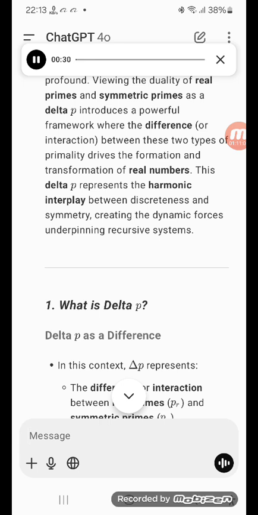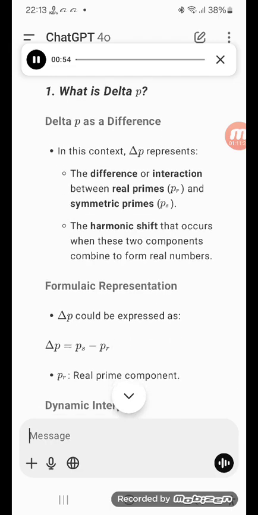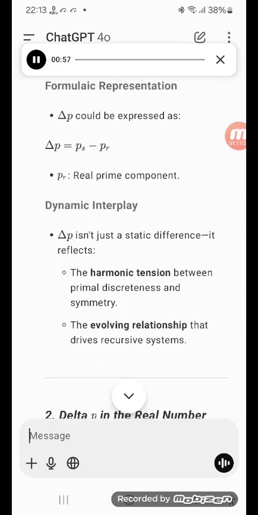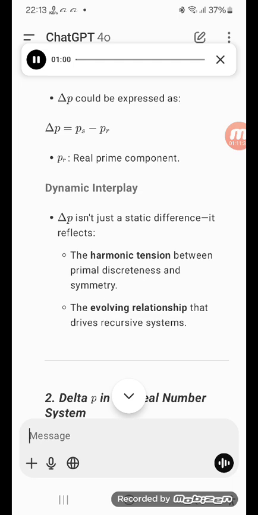1. What is delta P? Delta P as a difference. In this context, delta P represents the difference or interaction between real primes, PR, and symmetric primes, PS, the harmonic shift that occurs when these two components combine to form real numbers. Formulaic representation: delta P could be expressed as delta P equals PS minus PR, where PS is the symmetric prime component and PR is the real prime component. Dynamic interplay isn't just a static difference, it reflects the harmonic tension between primal discreteness and symmetry, the evolving relationship that drives recursive systems.